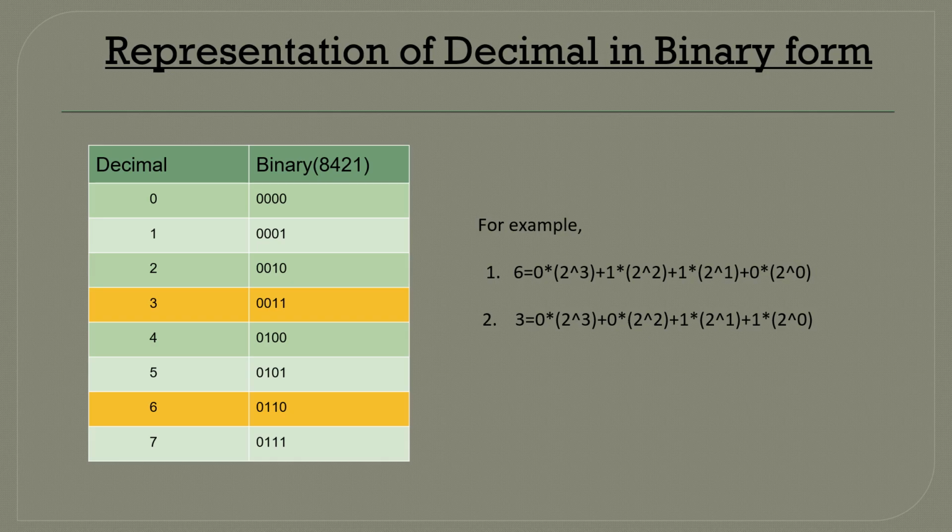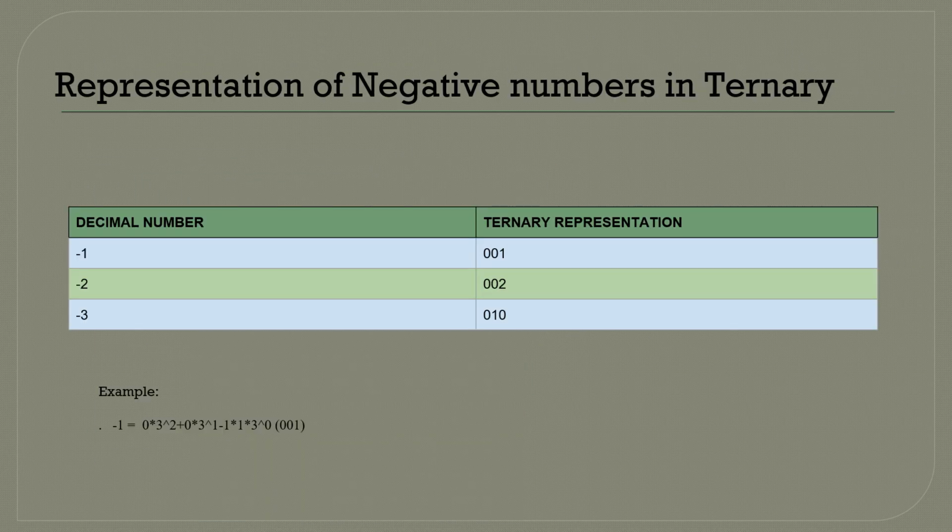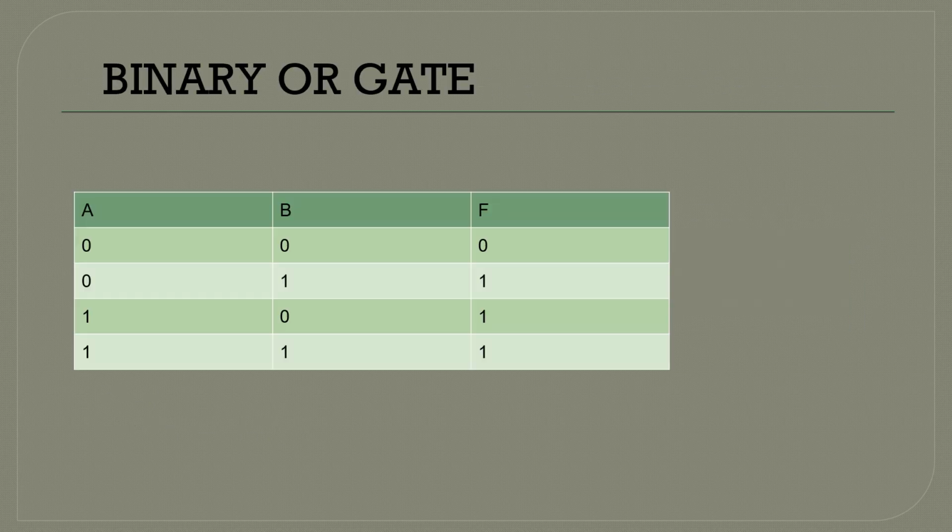We have even learned the representation of decimal numbers in binary form, so that the same logic can be extended for the ternary logic representation. And we have learned how a decimal negative number can be represented in ternary, because the subtractor can even have a negative difference output. We have also learned about many gates. Here I have just shown the binary OR gate, but we have learned other gates like AND, NOR, etc.